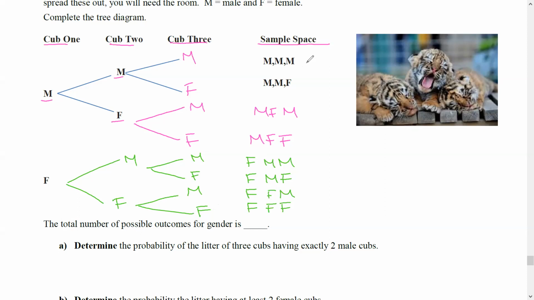Now, there's definitely 8 different outcomes. Why does order matter here? Order matters because I can tell the difference between this and this, right? In the first one here, the female is the youngest, and in this one, the female is the middle child. So there's definitely an order that plays into this.